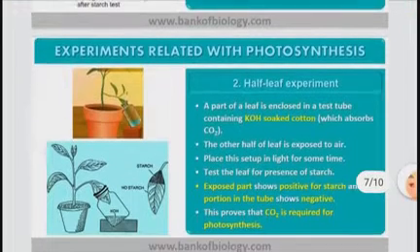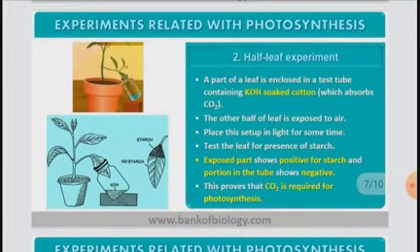Next experiment: half leaf experiment. A part of a half leaf is enclosed in a test tube containing KOH-soaked cotton, or potassium hydroxide soaked cotton, which absorbs CO2, carbon dioxide. The other half of the leaf is exposed to air. Place this setup in light for some time. Test the leaf for the presence of starch. The exposed part shows positive for starch and the portion in the test tube shows negative.